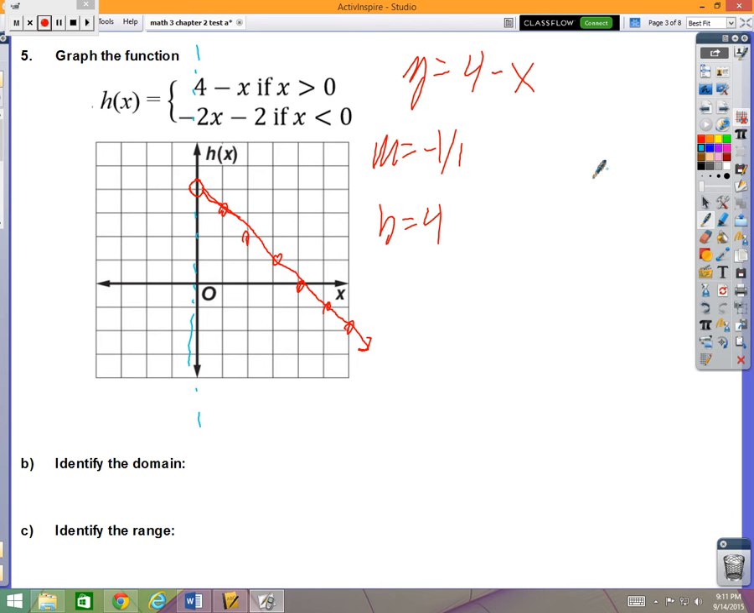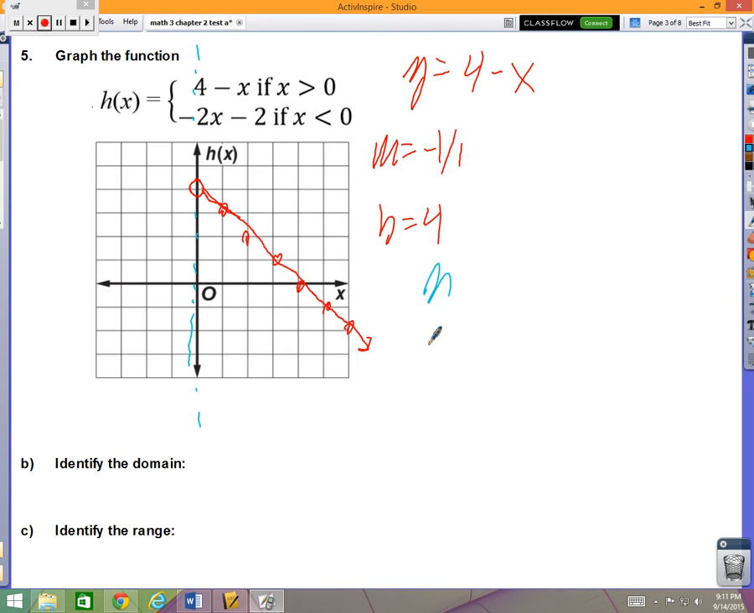Okay, the next one, we got y equals negative 2x minus 2. So my m is negative 2, my b is negative 2. So the b, that's your first dot. Come down here at negative 2, you got a dot. And then your m is negative 2, so go down 2, right 1, and I'm out of space. I'm going to go up 2, left 1, up 2, left 1, up 2, left 1. Okay, all these dots.